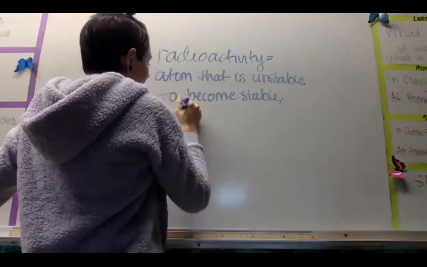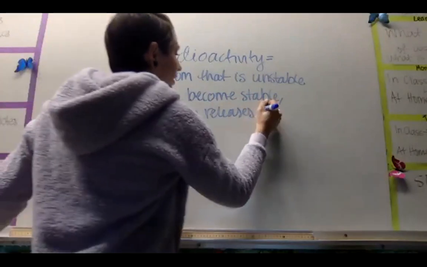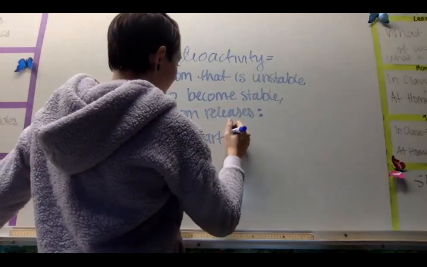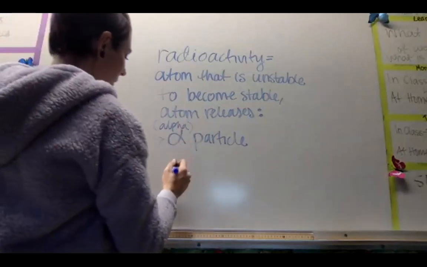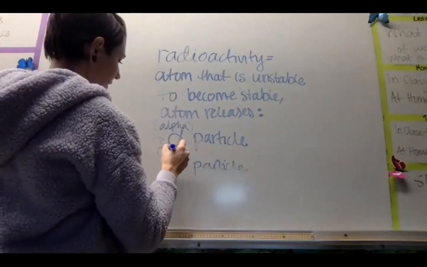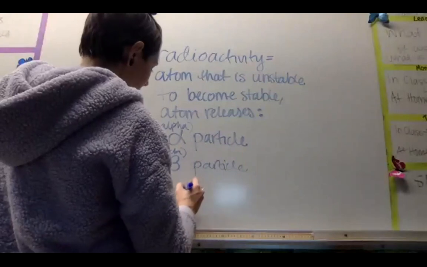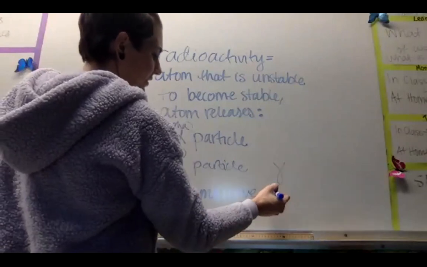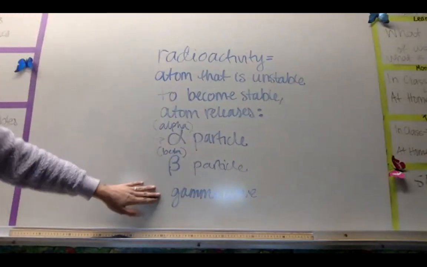the atom releases either energy or particles. So what the atom releases are either an alpha particle. This is what alpha looks like. It's a Greek letter. So this is alpha, a beta particle, which is this one here, or a gamma wave. I don't remember the Greek symbol for gamma wave, so we're just going to do gamma wave. So there's alpha particle, beta particle, or a gamma wave.